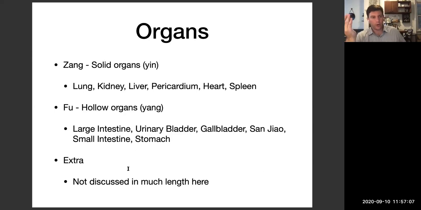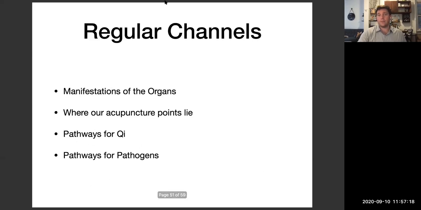And the extraordinary organs, also the blood vessels, and in women, the uterus, and to a certain degree, the gallbladder, which we'll talk about later. And then we have the channels. The channels work as both a manifestation of the organs and as a piece of the organs themselves.